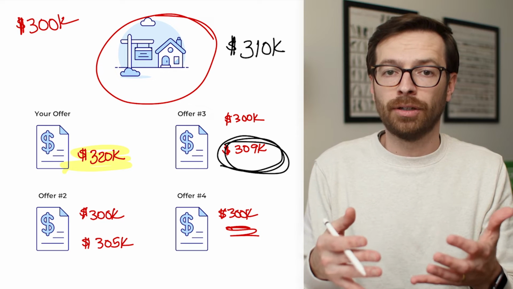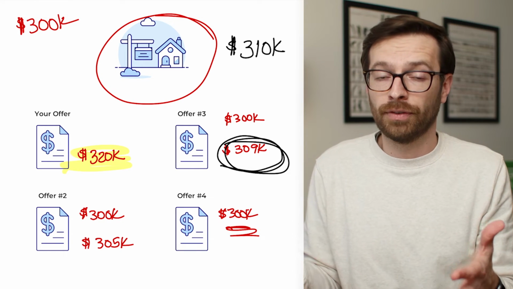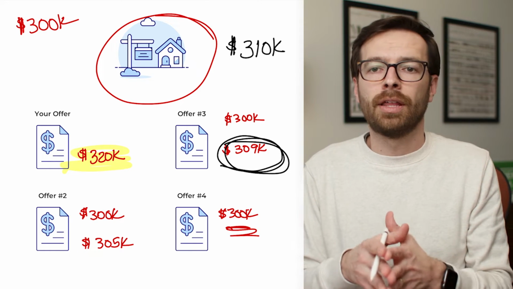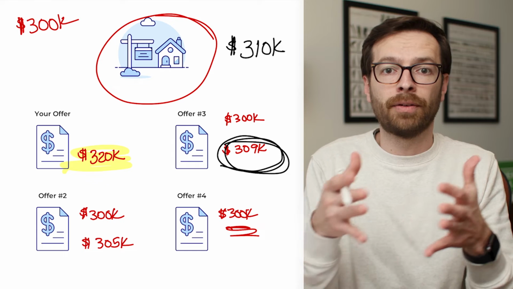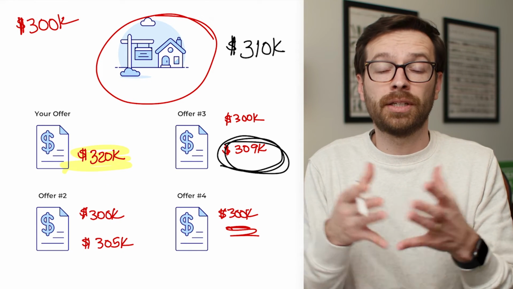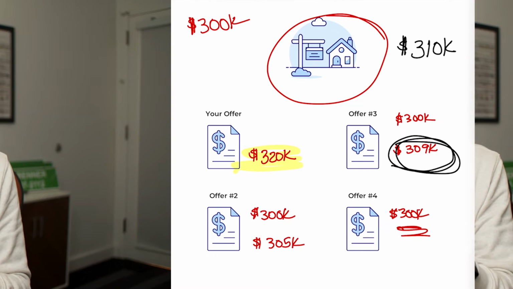Just because you're the highest offer doesn't mean you're going to get selected, because not all offers are the same. Every offer is different. The contingencies, the different things that are included, the amount of down payment, cash versus finance will dictate partly what offer gets accepted, not just the purchase price.